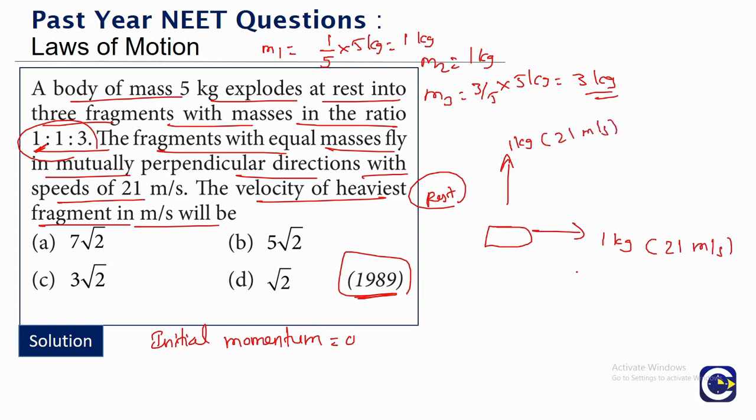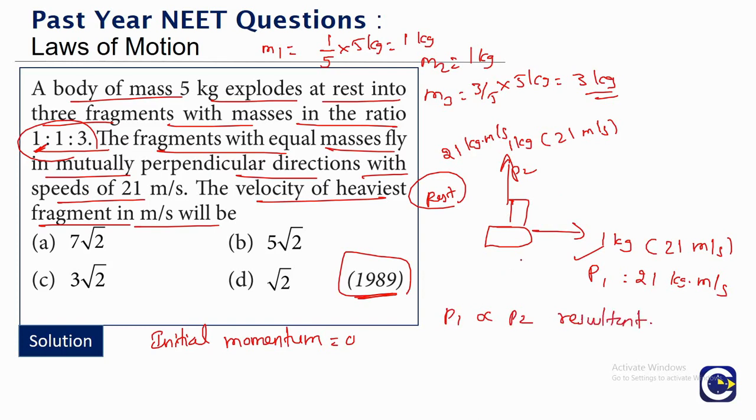So what is their momentum? Let us call them P1 and P2. Momentum is 1 into 21, which is 21 kg meter per second. P2 is also 21 kg meter per second. These are making right angles with each other. Now the resultant of P1 and P2: remember in vectors, two equal vectors, both with the same magnitude, 21 and 21, the resultant will be along the angular bisector. The resultant of any two equal vectors is along the angular bisector.